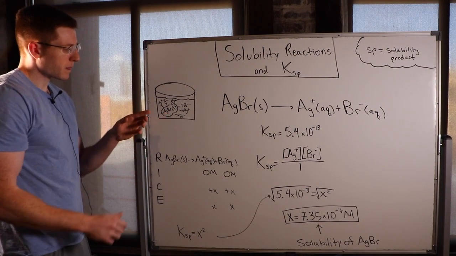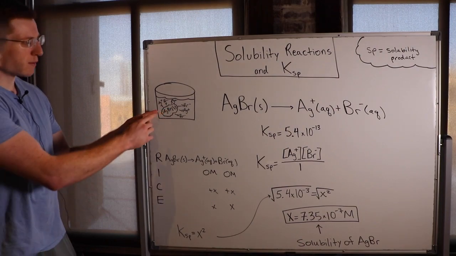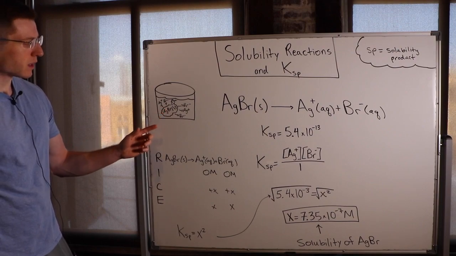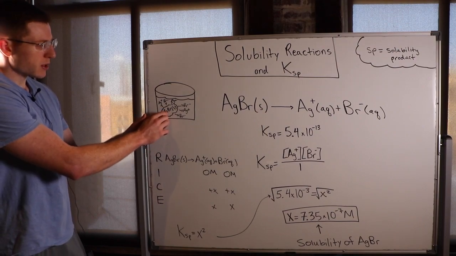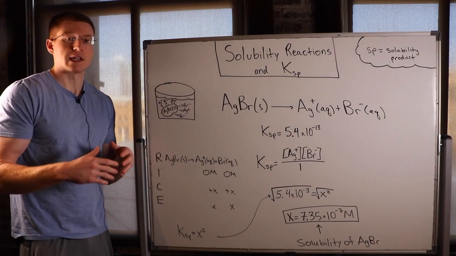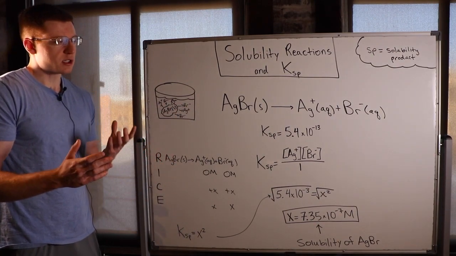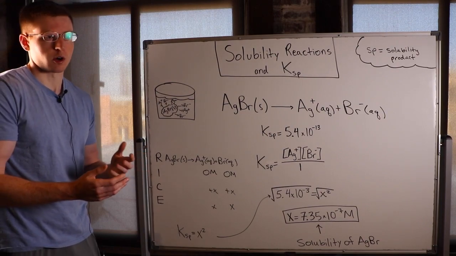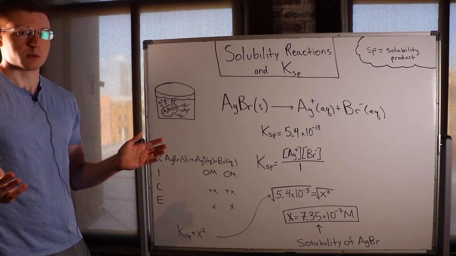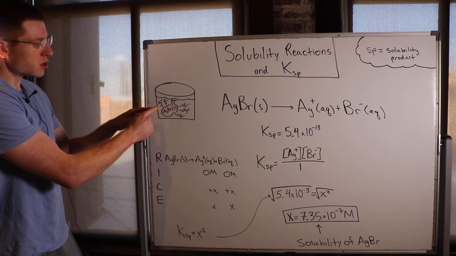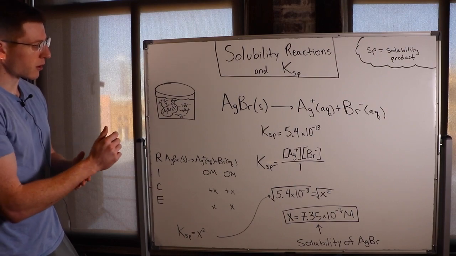So for example, silver bromide solid. Let's say we've got a solid mass of silver bromide in an aqueous solution here. Well, what's going to happen when we put this into solution? Silver bromide is generally considered insoluble in water, but that just means it's very slightly soluble. It's not soluble like table salt is in water, where it completely dissolves at room temperature. But silver bromide is still going to dissolve to some extent in water.